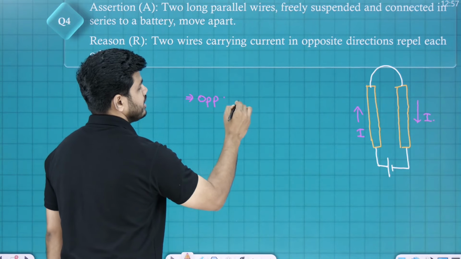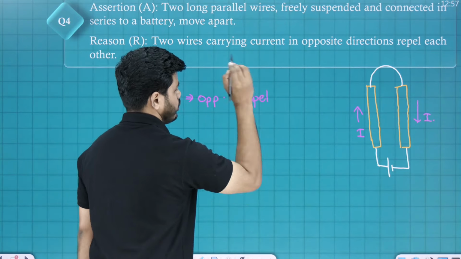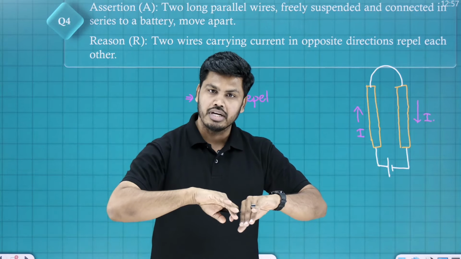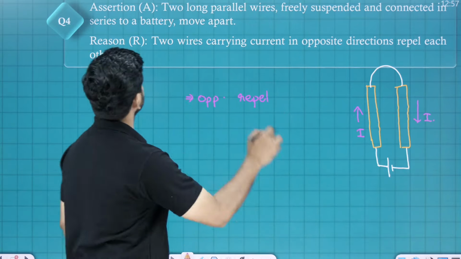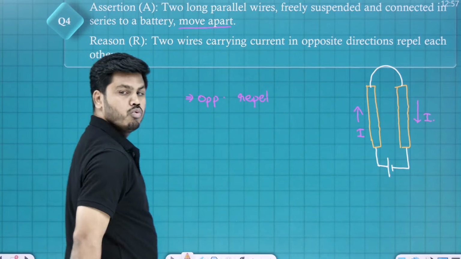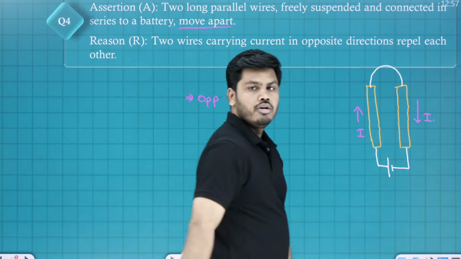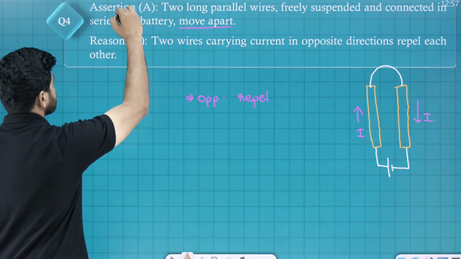Opposite currents repel each other. We know same current attracts, opposite current repels. So this will be repelling apart. What about the statement? They move apart. Yes, they move apart because of the repulsion. So your assertion is true. The assertion is a true statement.